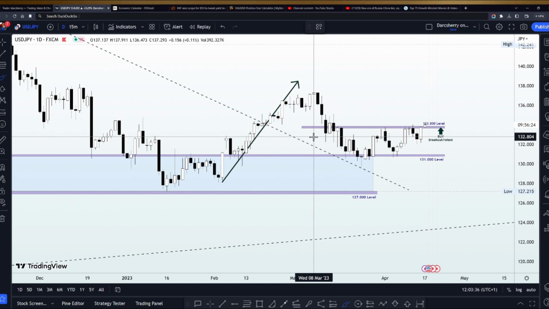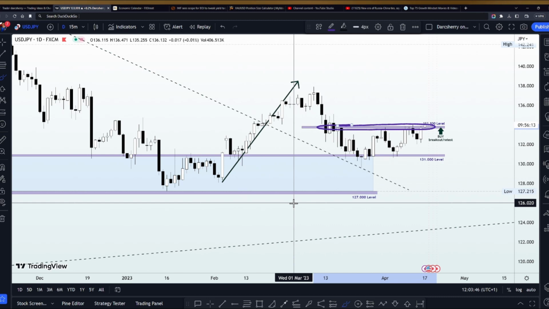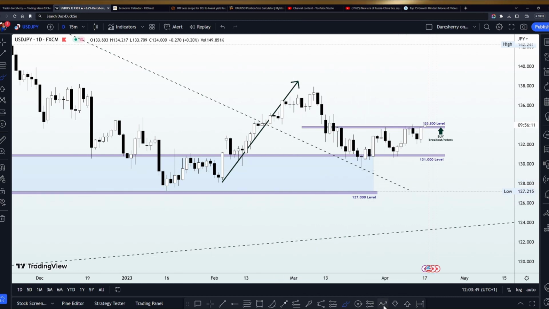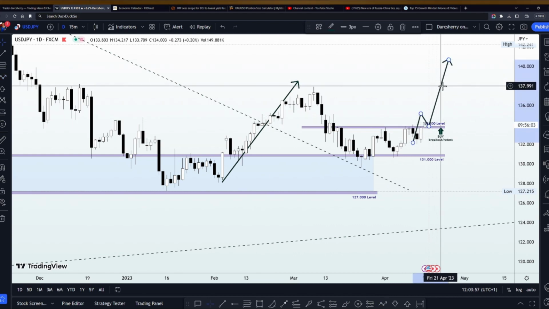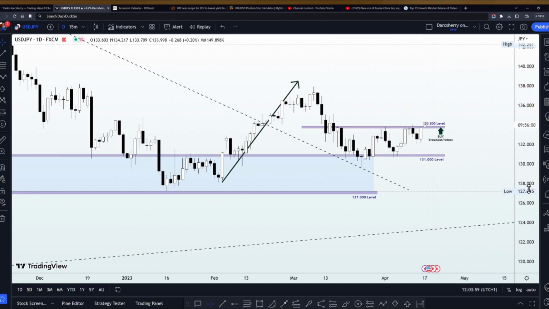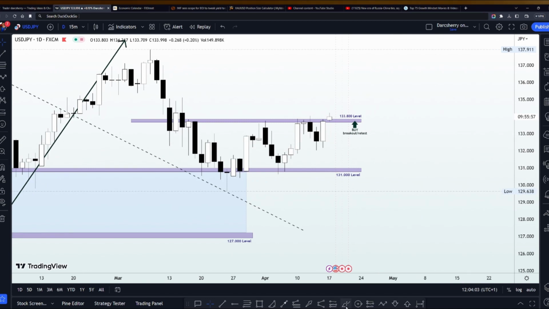We want to look out for the neckline of that reversal pattern, which after looking at the structure closely, we have at around the 133.800 level. And for this reversal pattern to be valid and confirmed, we need a breakout and retest of the structure to join the second wave of that bullish momentum.